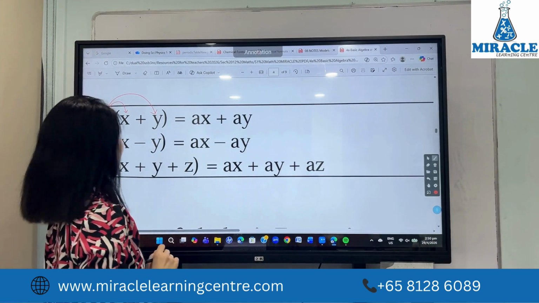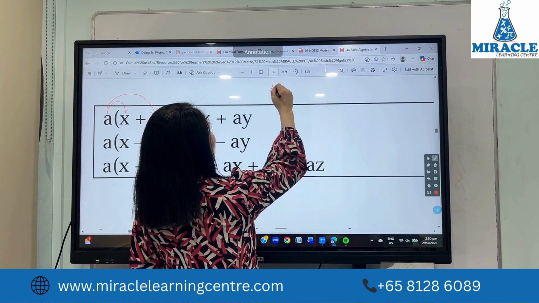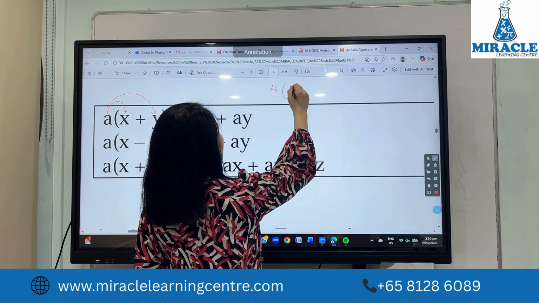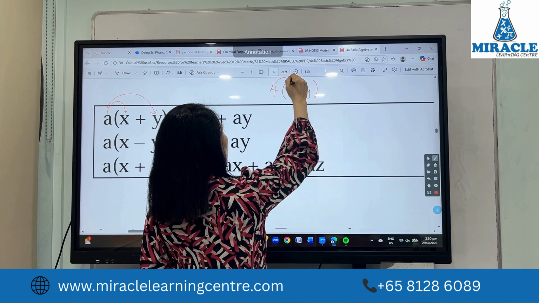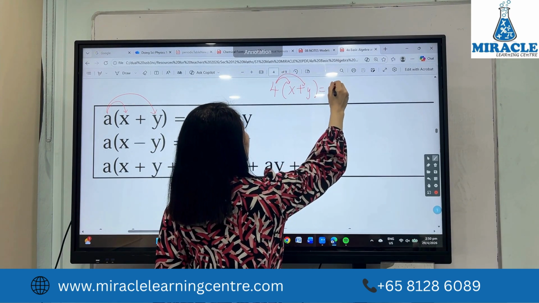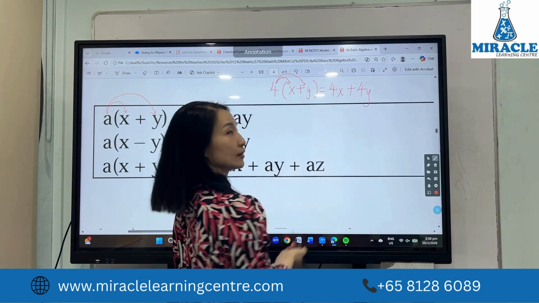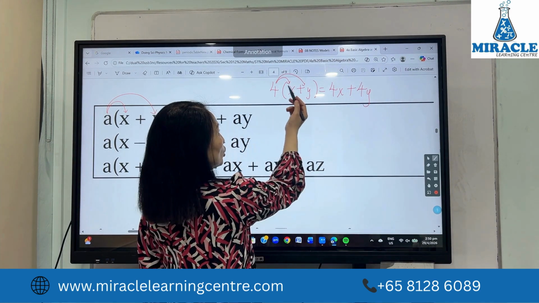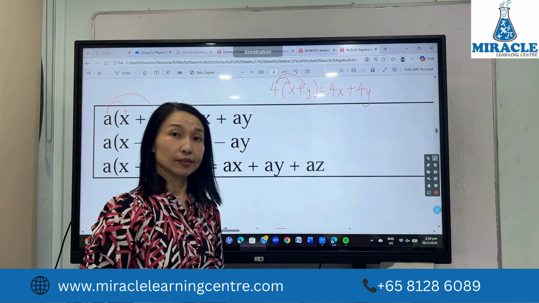Okay, let's look at an example. For example, you have 4 bracket x plus y. So we need to multiply the 4 into x and 4 into y. So you will get 4x plus 4y. Can you see? The 4 will be going for x and multiply into y as well.